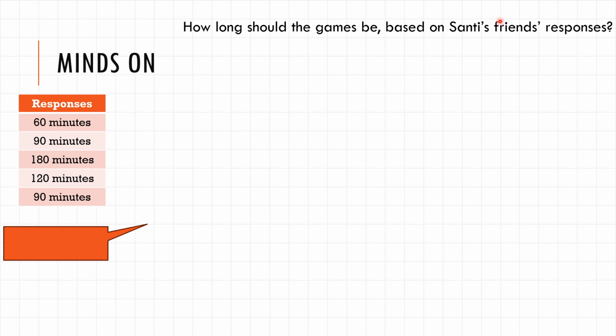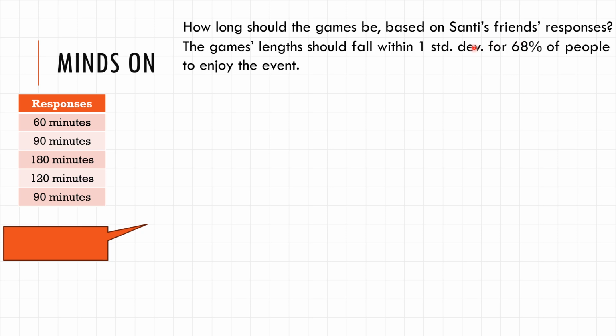So how do we find out how long the games that Santi should bring for all 50 people should be? Well, they should fall within 1 standard deviation of the mean of the data. And if they do that, then 68% of people will enjoy themselves at this event. What is the mean of this data? Well, if we add up all of these numbers and divide by 5, we'll find out that the mean is 108 minutes. So Santi's friends on average like to sit down and play a game for 108 minutes, which is just a little bit under 2 hours.